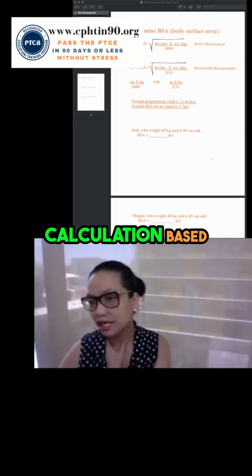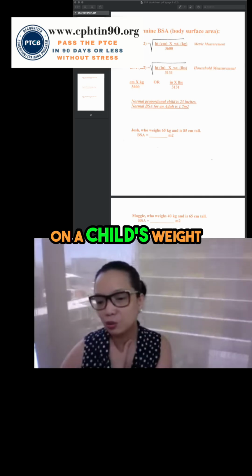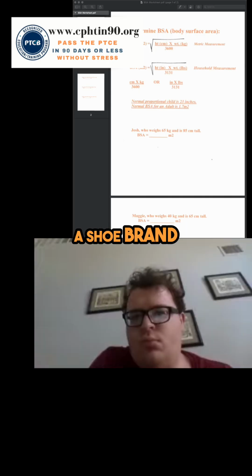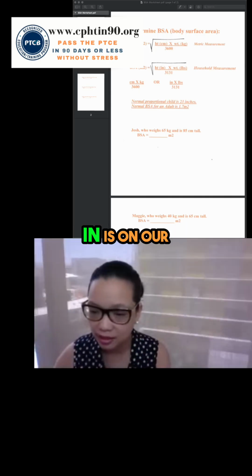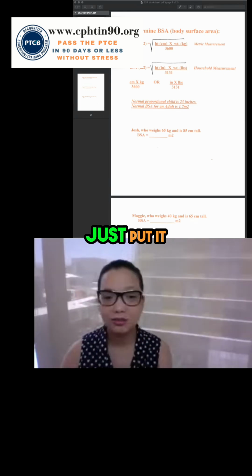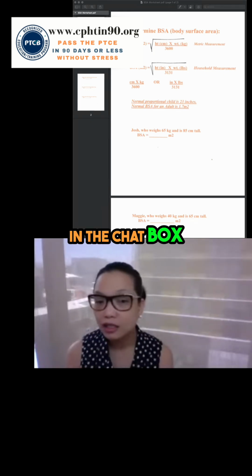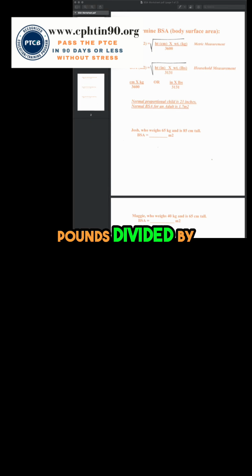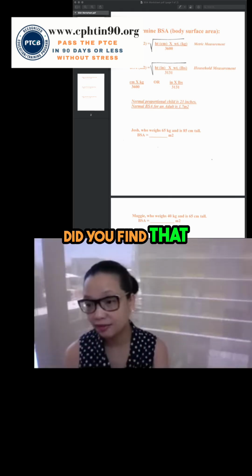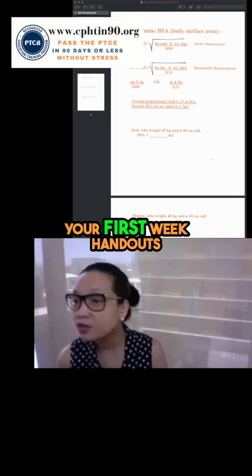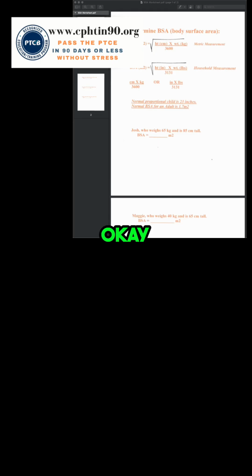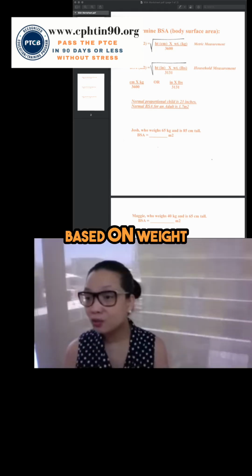Clark's rule. Calculation based on a child's weight. Clark's is a shoe brand, so all of the weight is on our shoes. Just put it in a chat box. It's weight in pounds divided by 150 times the adult dose. Did you find that? You should see that on your first week handouts, okay? That's calculation based on weight.